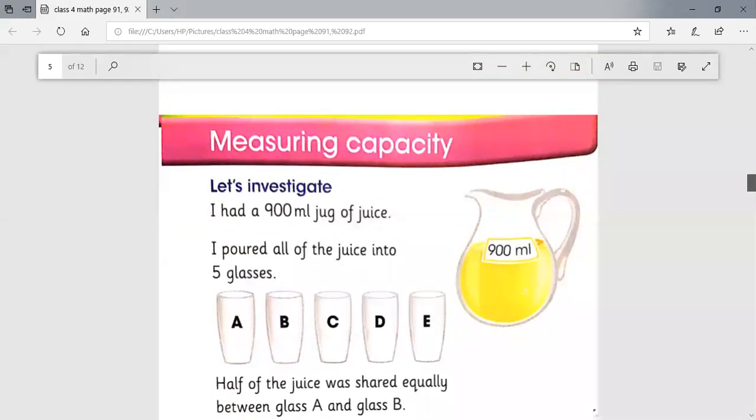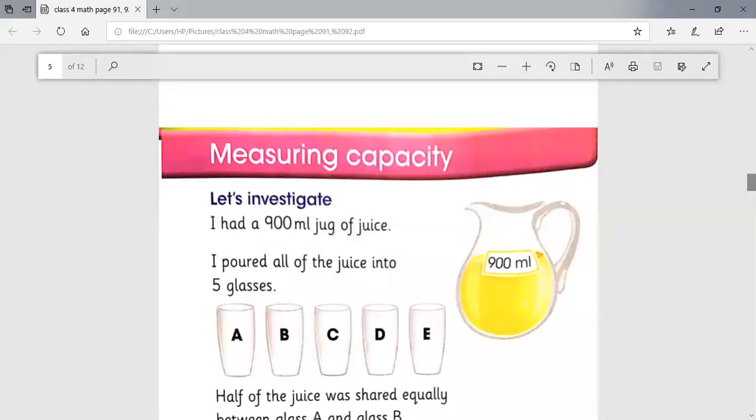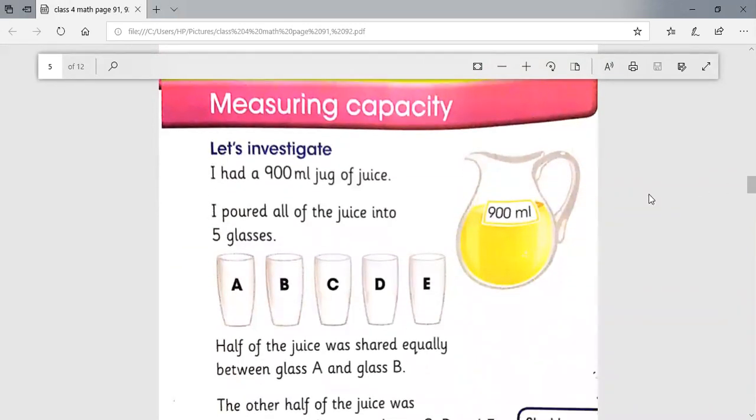Measuring capacity. I had a 900 milliliter jug of juice. I poured all of this juice into 5 glasses: A, B, C, D, E. There are 5 glasses. Half of the juice was shared equally between A and B. Half of the juice, okay?